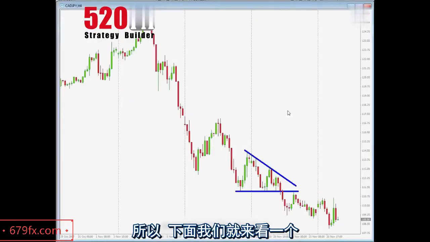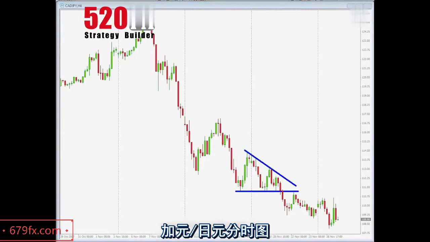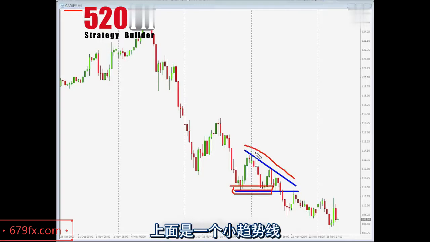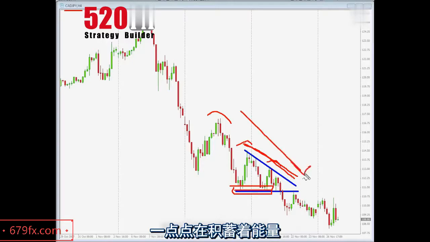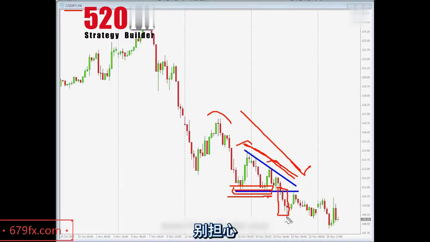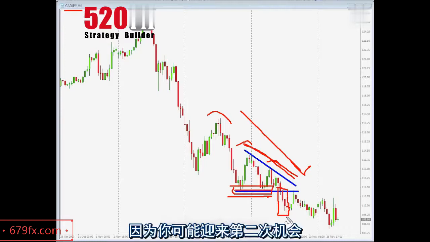For this reason, I'm going to show you another chart. In this case it is the Canadian dollar against the JPY. As you can see, this is a flat bottom triangle. We have a clear level working as support, and then a leaning trend line making lower highs, building up pressure on this level. Once it gives way, if you miss this first swing, this first impulse, don't you worry, because you may have a second chance.